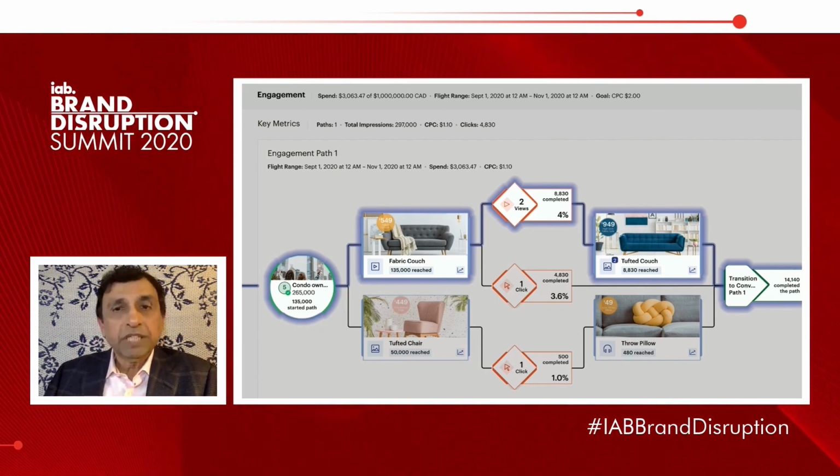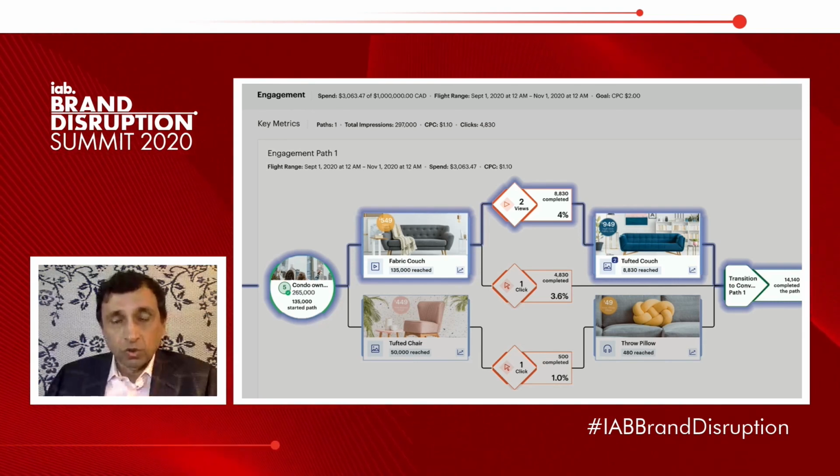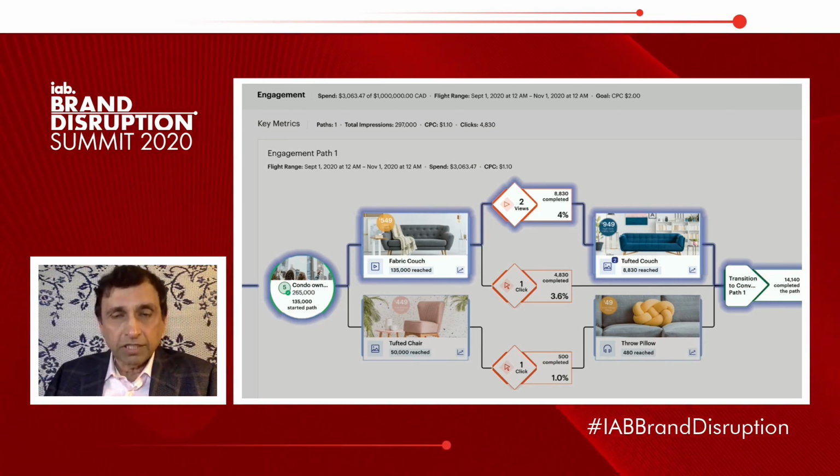Now, what does optimal mean? Optimal means two things. Fewest number of impressions, because obviously you don't want to annoy the consumer, which is what happens frequently these days.